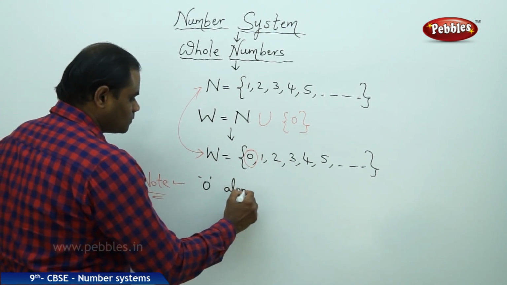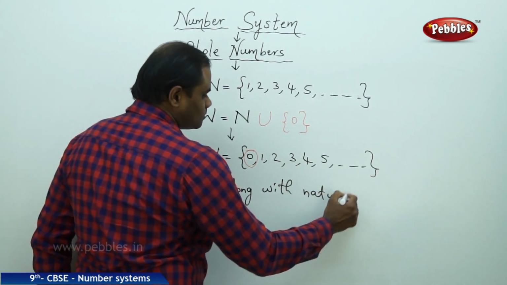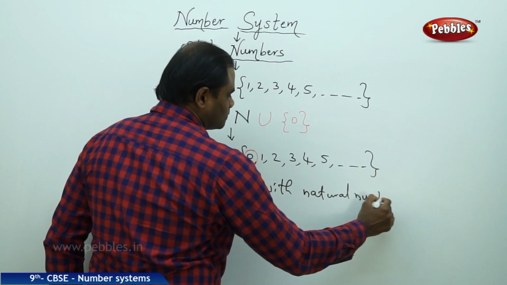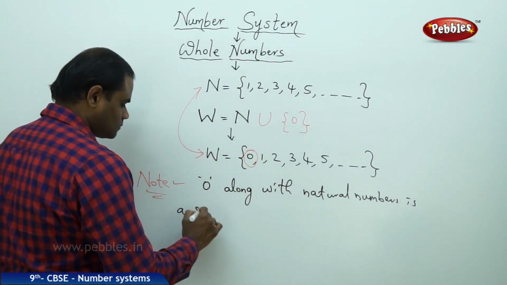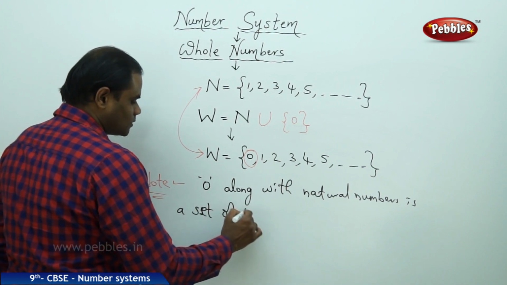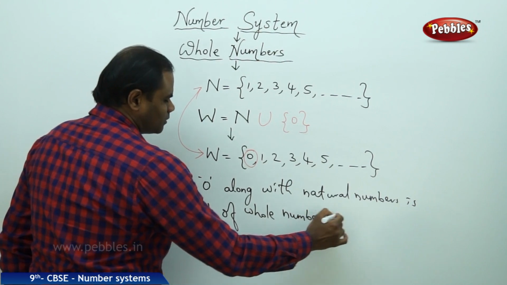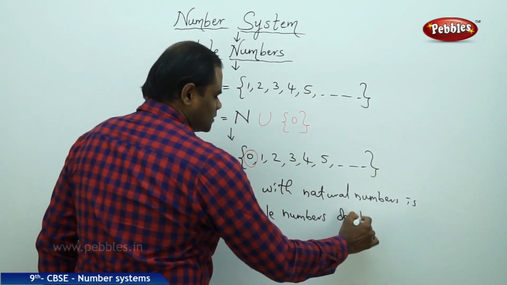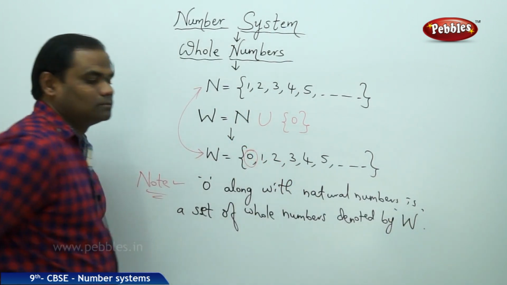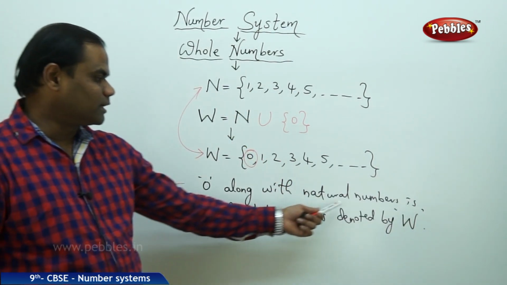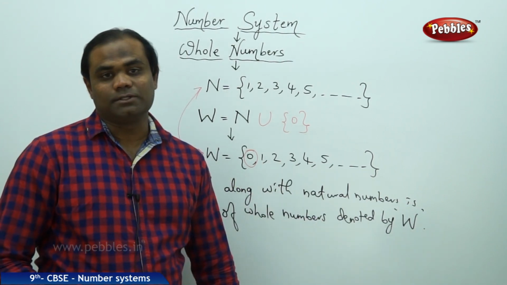Zero along with natural numbers is a set of whole numbers, and this is always denoted by capital W. 0 along with natural numbers is a set of whole numbers denoted by capital W.